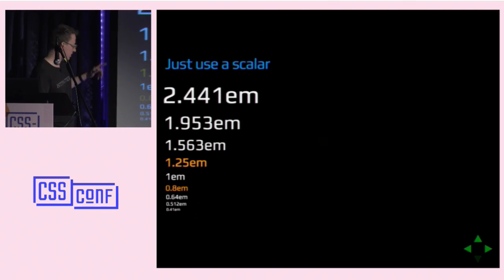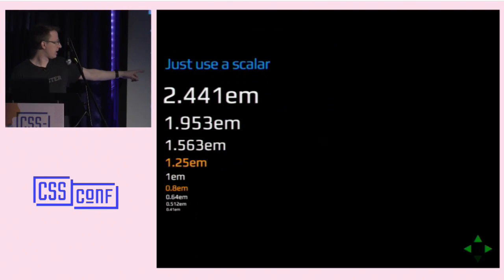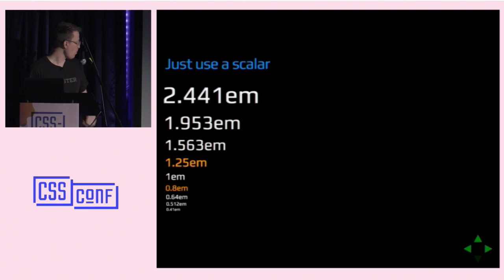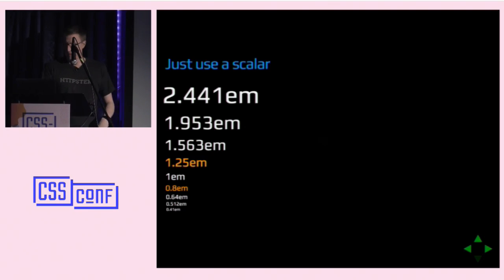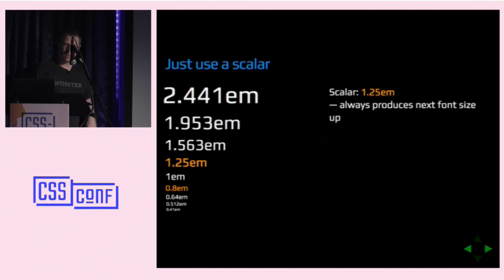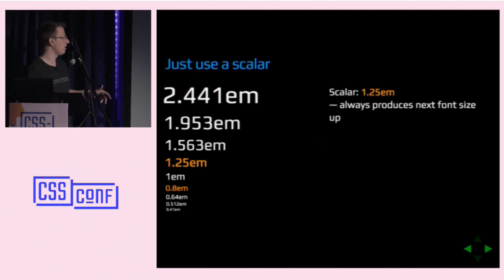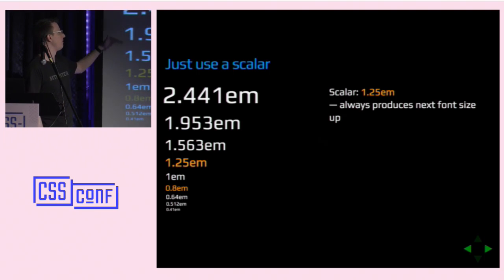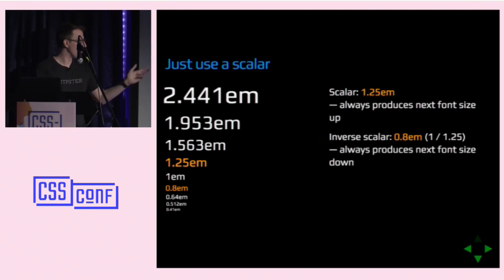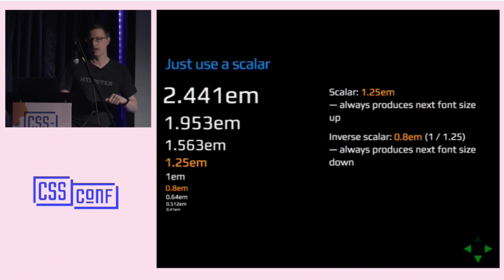And let's watch what happens here. So we'll choose a scalar of 1.25. And we'll multiply it up a few times, we'll multiply it down a few times. Now, whatever our current font size is, if we multiply by 1.25, it gives us the next size. If we divide by 1.25, it gives us the next size down. Or you can invert that. 1 divided by 1.25 gets you 0.8.